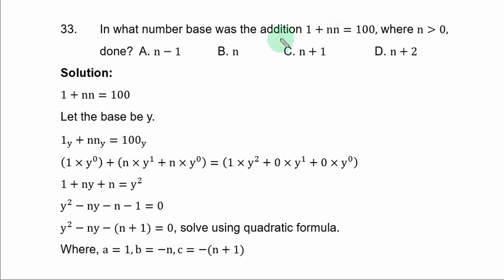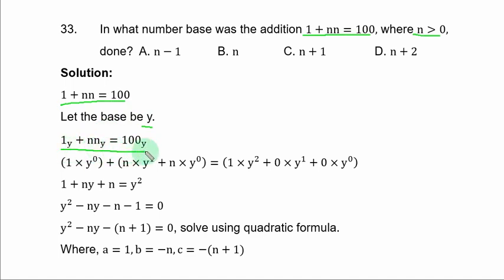Question 33. In what number base was the addition 1 plus n equal to 100, where n is greater than 0, done? So solution. This is the problem. You don't know the base, so let's assume the base to be y, and you attach the base to each number.